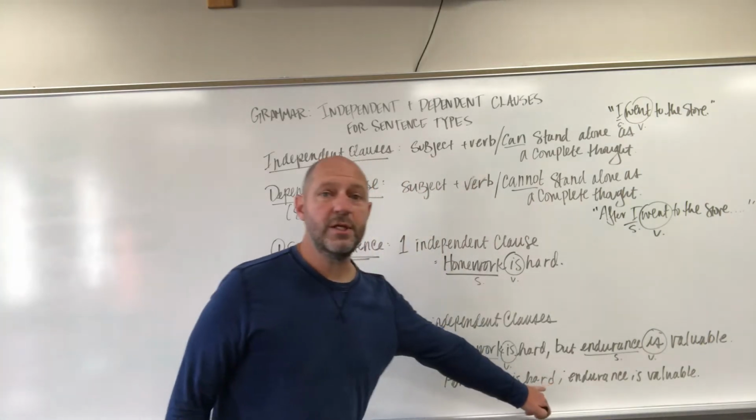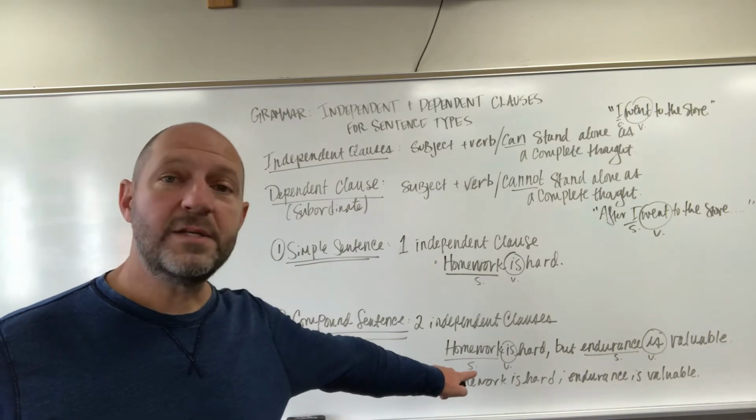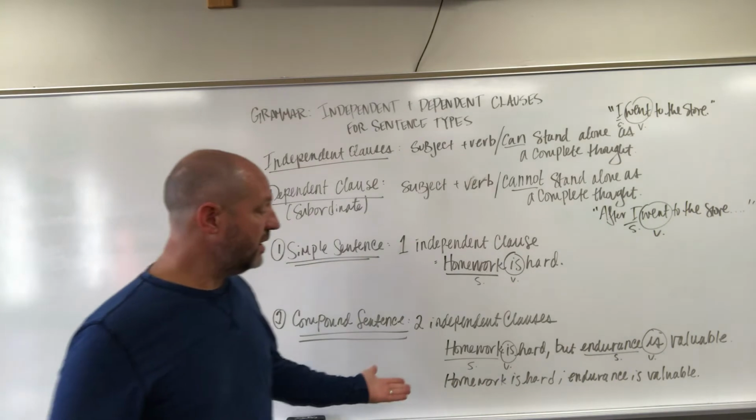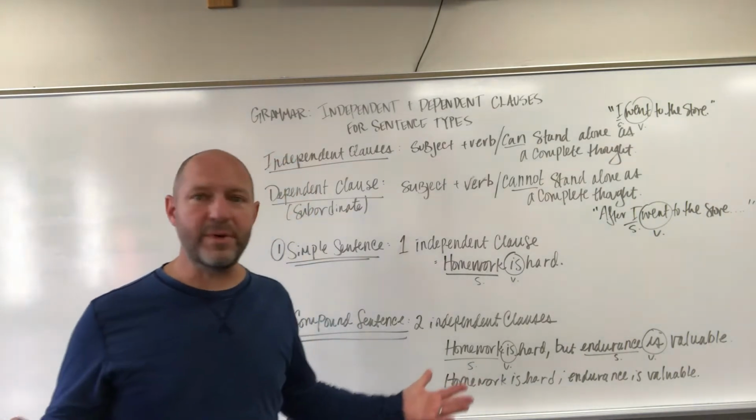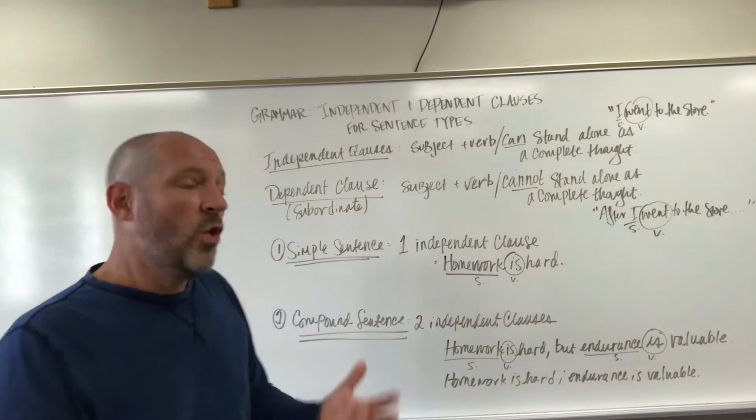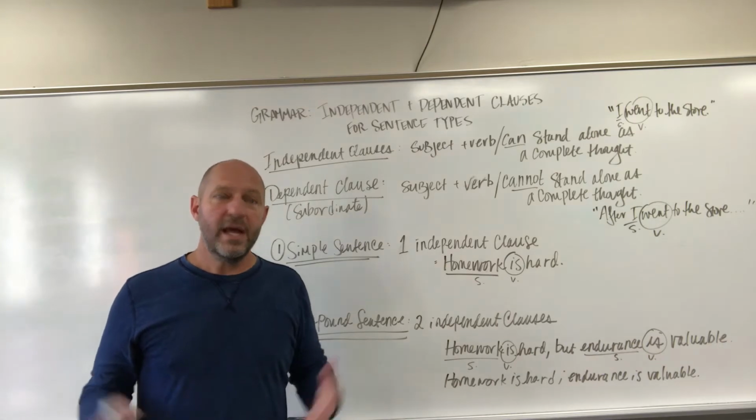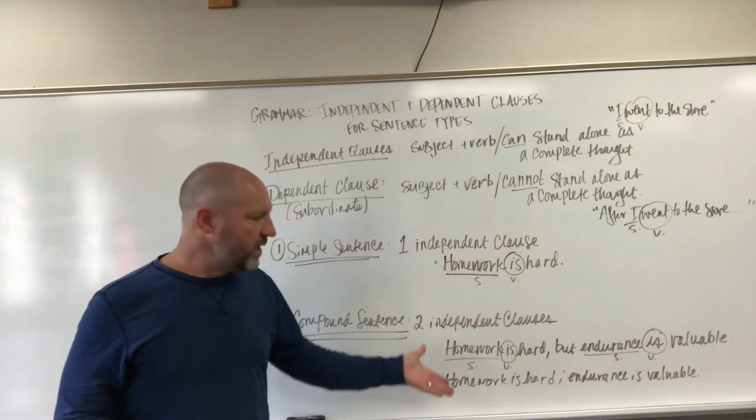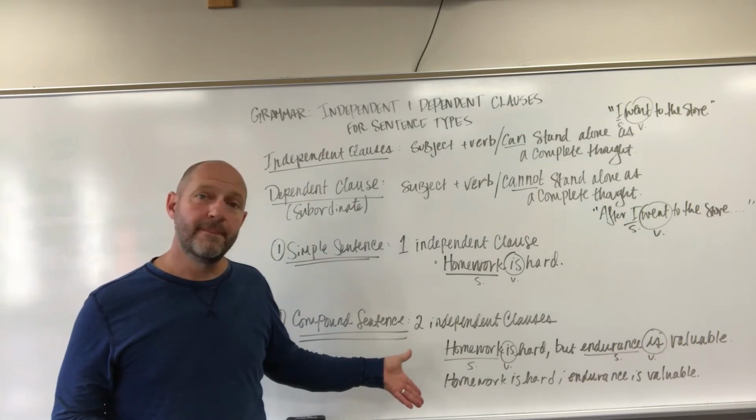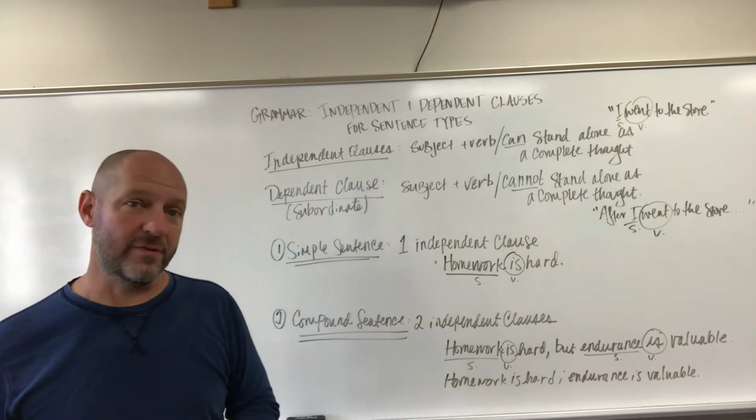We can put these two independent clauses together using a semicolon. That is an option. We have options. We could leave them as two separate sentences. Homework is hard, period. Endurance is valuable, period. We have options, ladies and gentlemen, and that's one of the beauties of writing: we are in control. We are in charge of what goes on our paper. All right? One of the reasons I love writing compared to some other subjects.